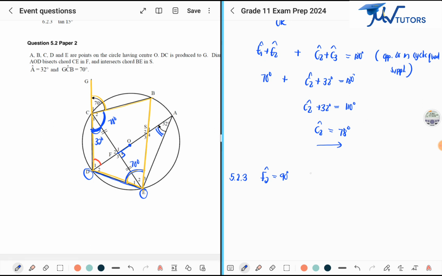And how did we get there? Basically, the line from the center bisects the chord, so it's a line from the center to the midpoint of chord CE. So then we know that F2 is equal to 90 degrees.